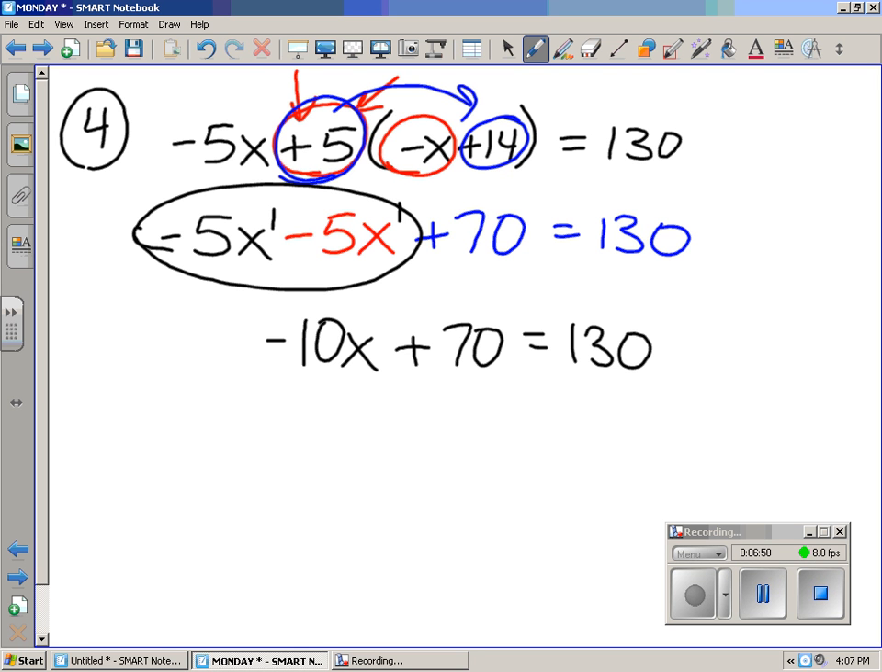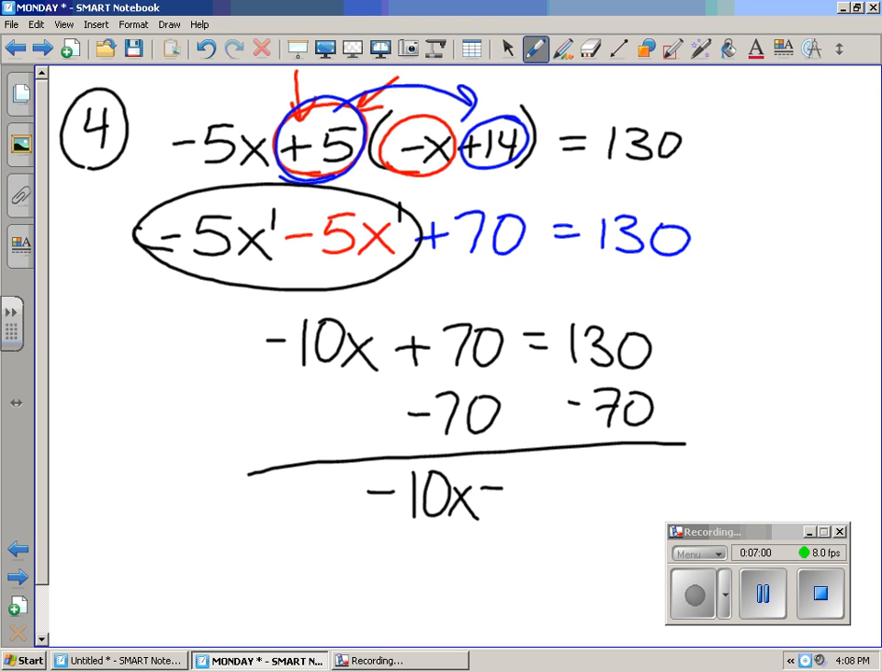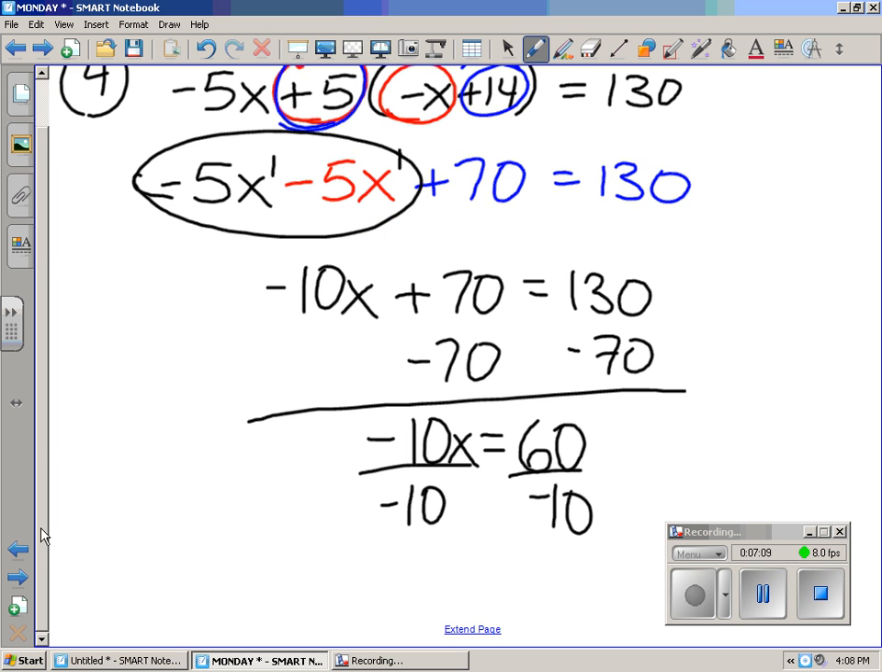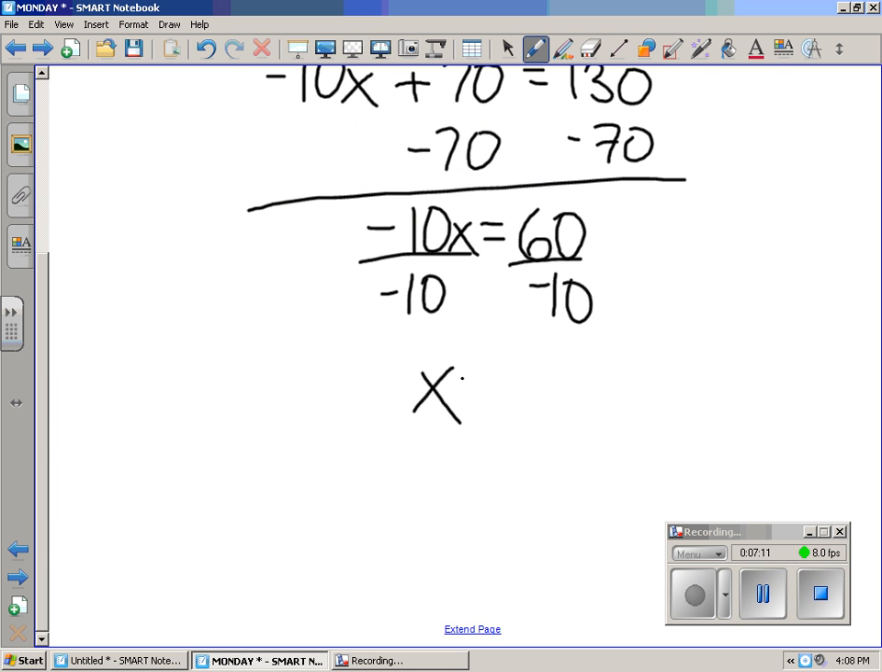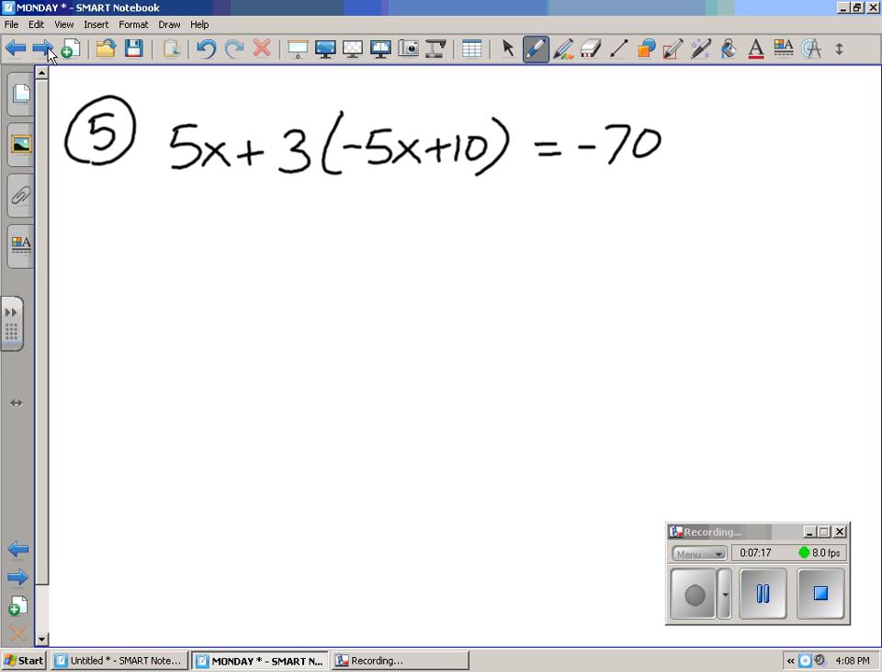Then I subtract 70 from each side. On the left side, I'm left with -10x. On the right side, I'm left with 60. And then the final step is to divide both sides by -10. And I get x equals -6. And then we're ready for the final problem that we're going to do together.